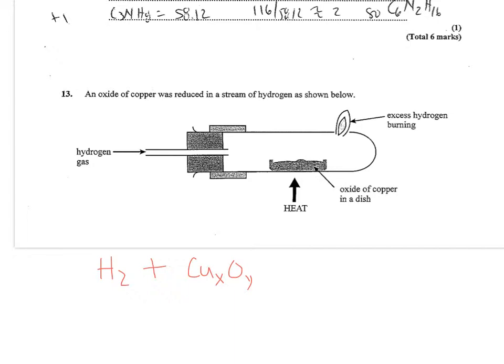And it says an oxide of copper was reduced. What that means is I've got just a single replacement reaction going on here. I should be getting H2O and copper metal. So that's the basic process that's going on. Hydrogen gas is being combined with a copper oxide to produce water and copper metal.